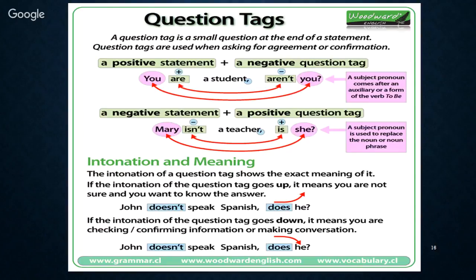The intonation of a question tag shows the exact meaning of it. If the intonation of the question tag goes up, it means you're not sure and you want to know the answer. John doesn't speak Spanish, does he? So when it is going up, you don't know, so you want confirmation. If the intonation goes down, it means you're checking or confirming information or making conversation. John doesn't speak Spanish, does he?